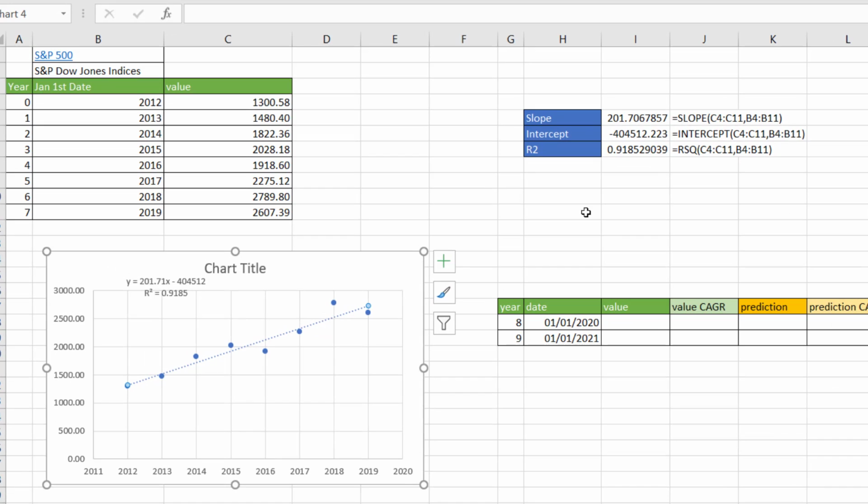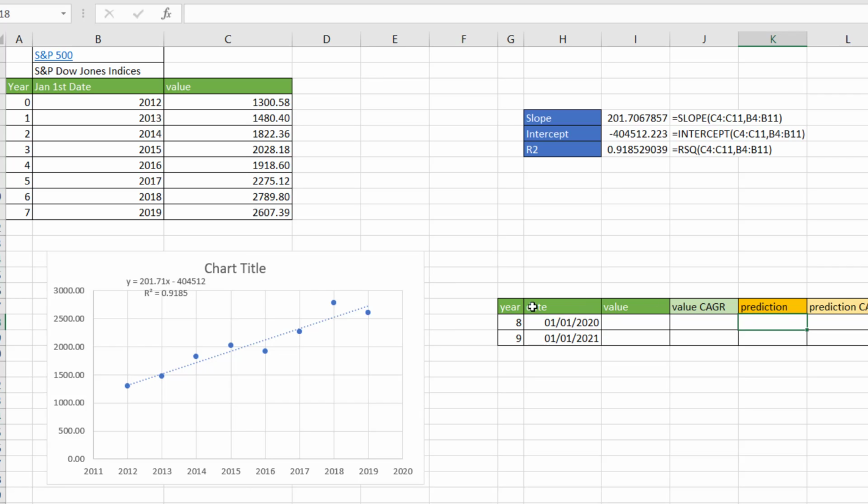So that's telling us that the variation in the stock price is pretty much well explained by the variation in our years as the year progresses. So how do we use this now in prediction? How do we use the forecast? Let's say, for example, I want to forecast for January 1st, 2020.